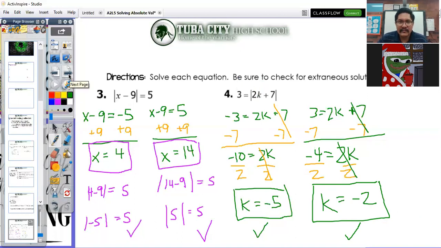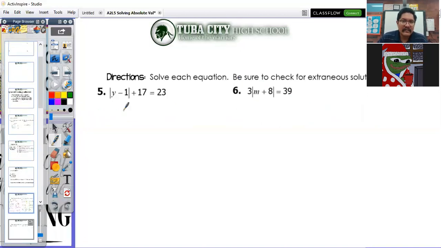Okay, no problem so far. Let's see if these ones are going to be the same type of deal. And again, it even says right there in the directions, check for extraneous solutions. So that's usually a hint that you might have some extraneous solutions. All right, so with these ones here, we are going to have to isolate that absolute value first.